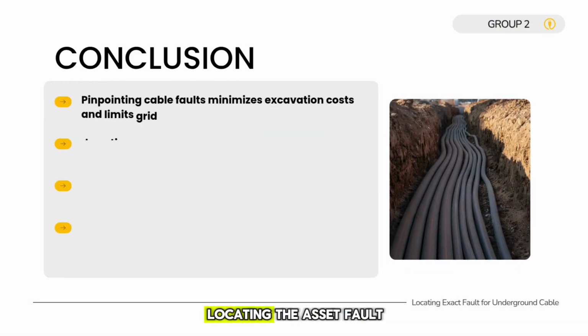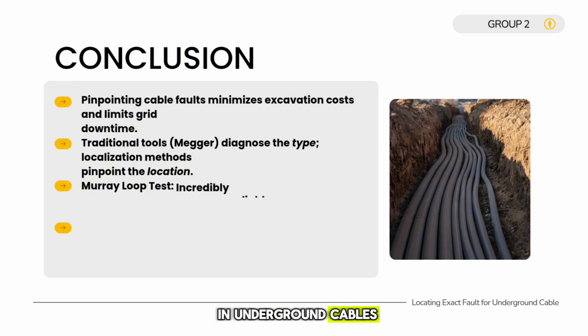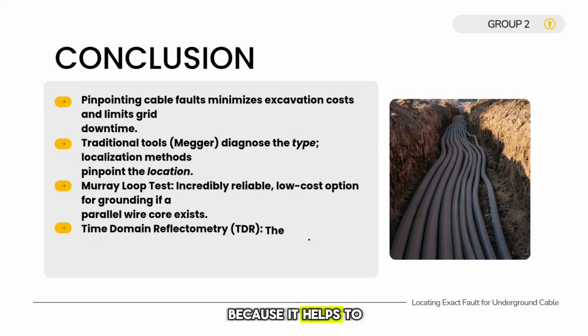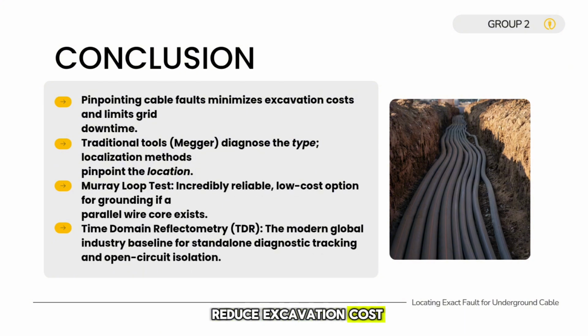Conclusion is, locating the exact fault in underground cables is very important because it helps to reduce excavation costs, repair time, and power outage, while tools such as the Megger are useful for identifying the type of cable fault. Additional methods are required to determine the exact fault location. Also, the Murray loop test is a reliable and cost-effective method for locating earth and short-circuit faults when a healthy parallel cable is available. However, it has limitations and cannot be used for open circuit faults.